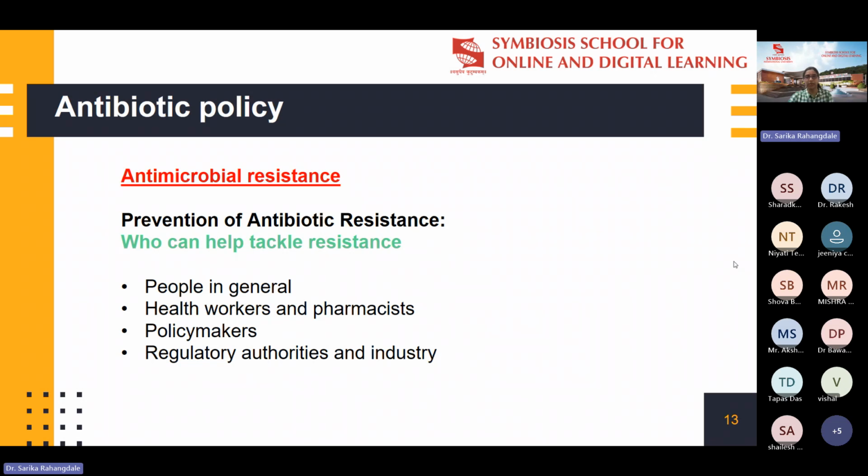So regarding antimicrobial resistance, how it is to be prevented, and who all are involved in the prevention of antimicrobial resistance. You will ask all these details in your hospital and make a note about it in your logbook to report.